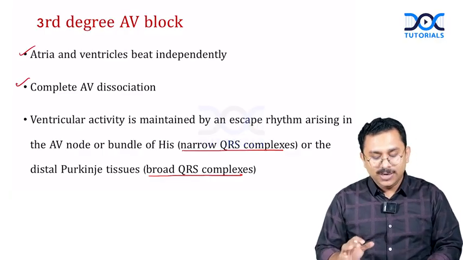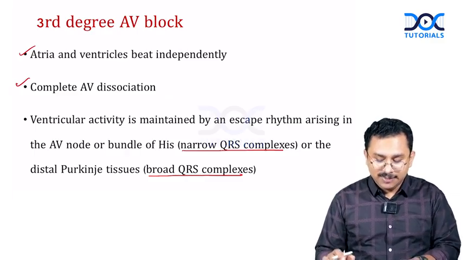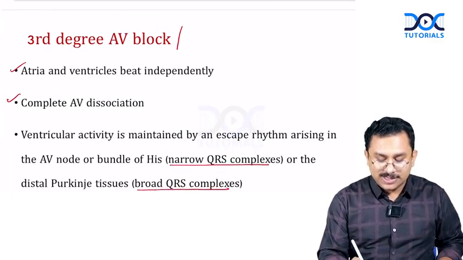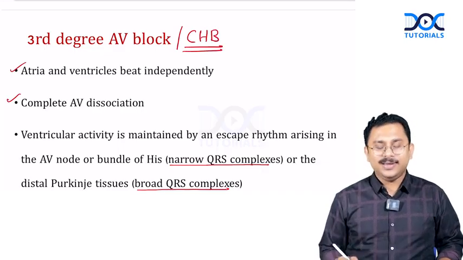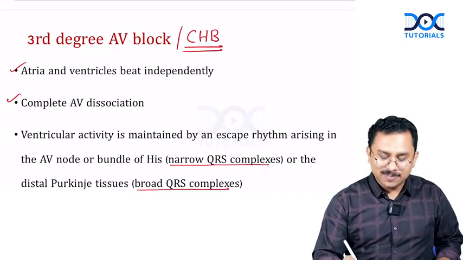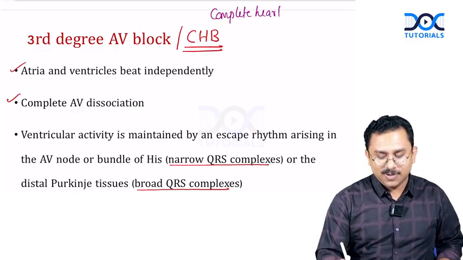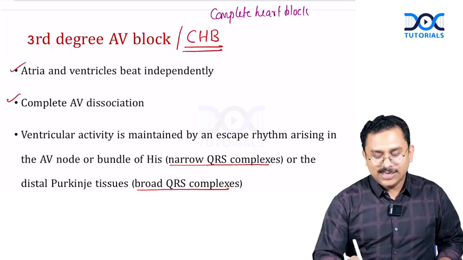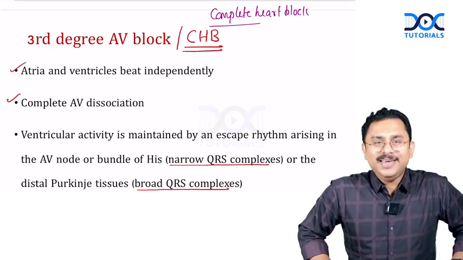That is how you will identify a third degree AV block. And remember, a third degree AV block is also referred to as CHB, that is, complete heart block. So this is how you will differentiate the various types of bradyarrhythmias.